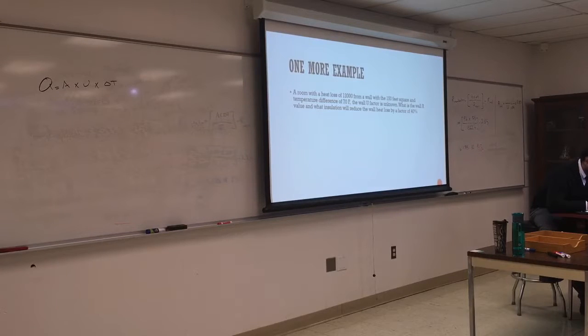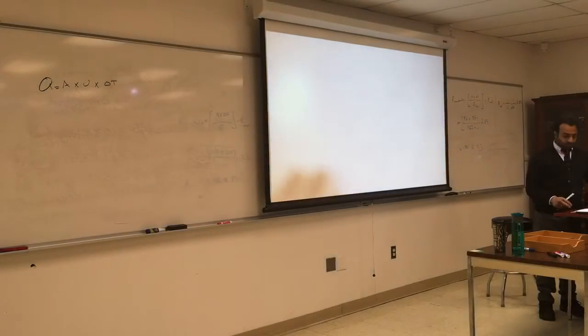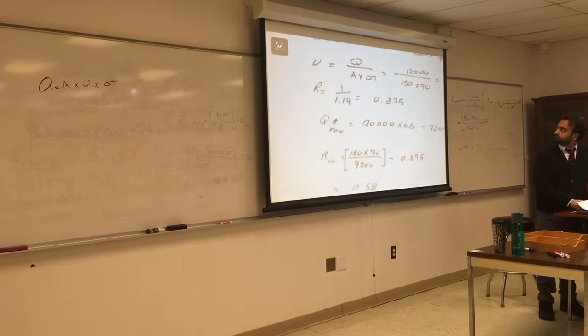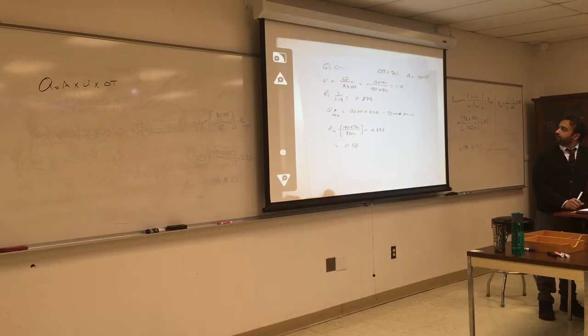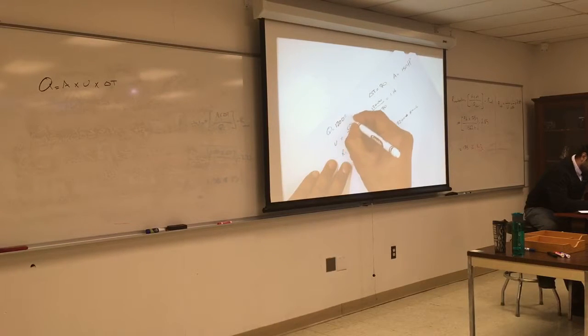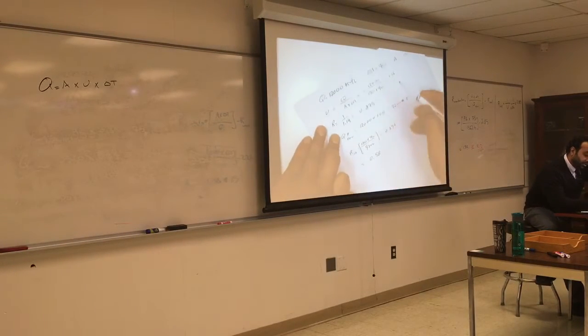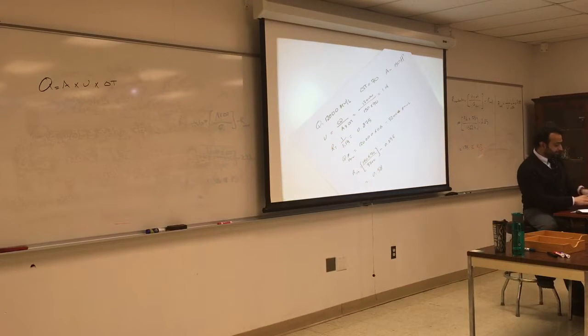We got 0.58. Let's look at it now. This is the problem, and I'll go through the steps. Okay, so we start with 1200 BTU per hour. Delta T is given, area is given. So I had to work my way backward to get the U factor, which could be a real case sometimes because you don't know what the U factor is for the wall.